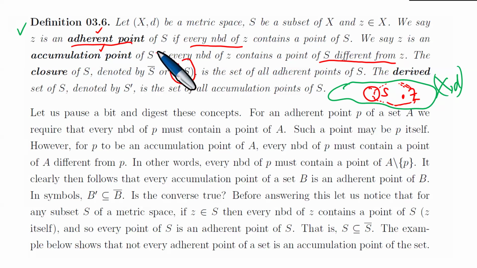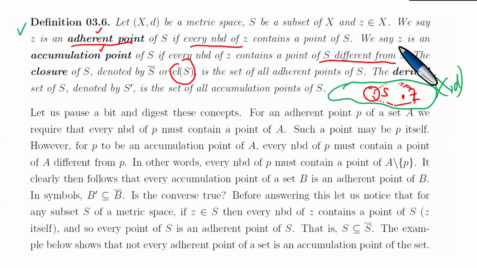But now, such that every neighborhood of Z contains a point of S. But for the accumulation points, every neighborhood contains a point of S different from Z. In other words, the point of S may be that Z itself is a member of S. Okay, I want us to discuss that very carefully.